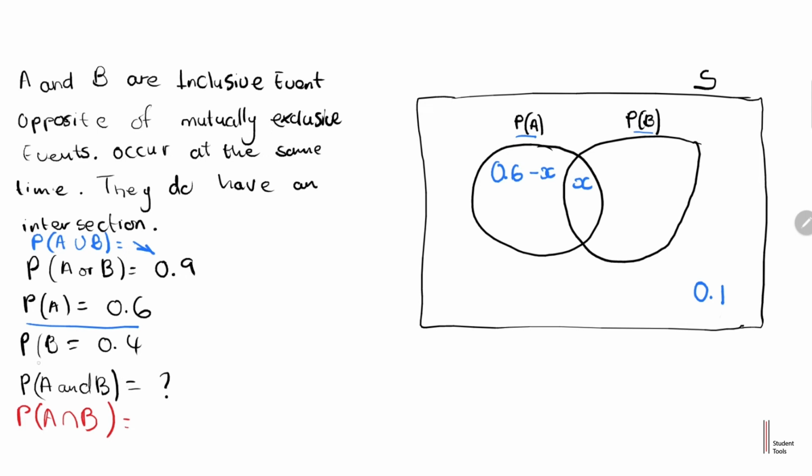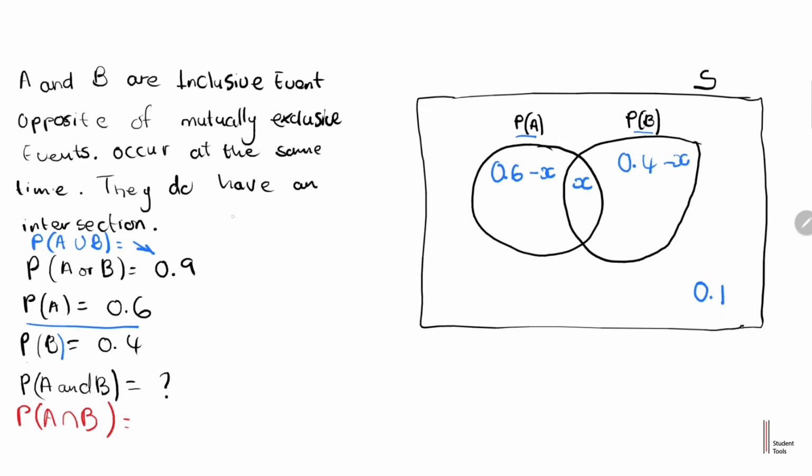And then we have the probability of B. The probability of B is equal to 0.4, and the probability of B over here is 0.4 minus X. So here we will have 0.4 minus X. We know that the union of the probability of A and the probability of B is equal to 0.9. So now let us add this and have it equal to 0.9 so that we can calculate the value of X, which is the intersection of A and B.